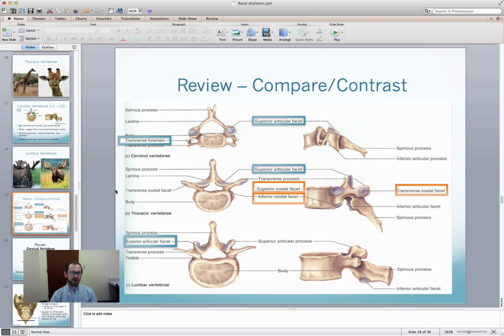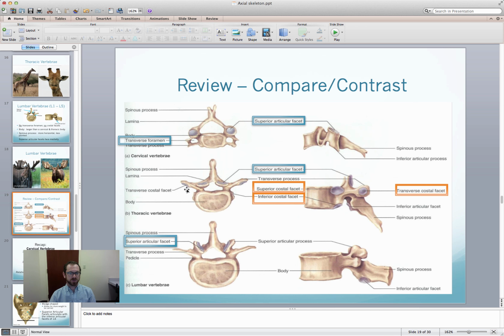So let's do a quick comparison of these vertebrae and highlight some important features here. So for our cervical vertebrae shown on the top here, we've got our transverse foramen. That's unique to cervical vertebrae, and the bifid spinous process. That's unique to cervical vertebrae C3 through C7. And we also have our superior articular facets that are facing superiorly.